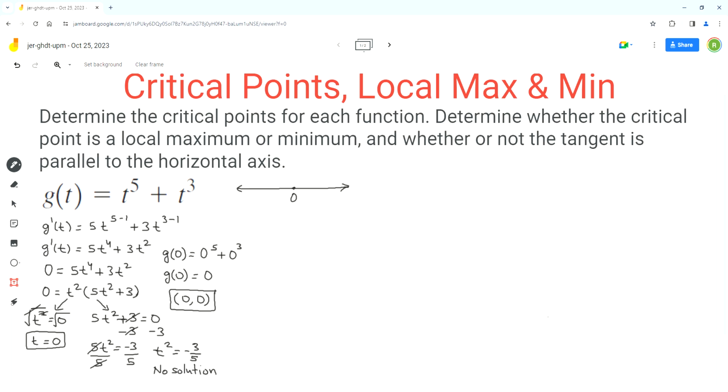So we'll have to use a test value. On the left side of 0 we can use the test value -1, and on the right side we can use the test value 1. So we'll sub in the first test value -1 in the prime of g at t equation. So prime of g at -1 equals, so we'll sub in t as -1.